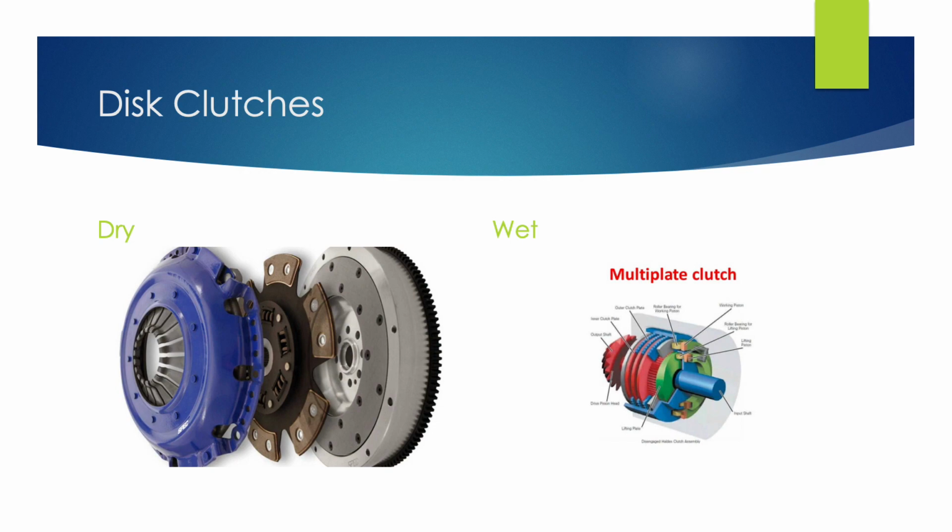So now that we talked about that, automotive clutches for standard transmissions actually operate dry, whereas most multiple disc clutches, including the ones used in automatic transmissions, operate wet.